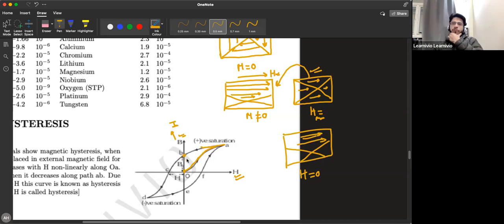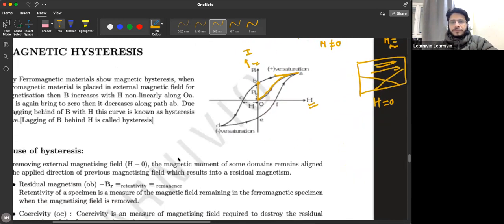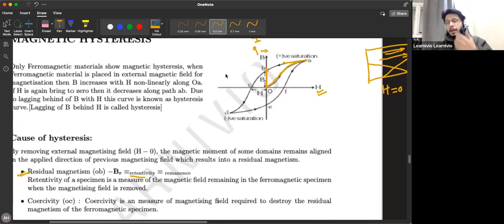Physically, this means that your magnet is a permanent magnet now. You take an iron piece, you place that iron piece into an electromagnet, you pass current through it, then you switch off the current, but still your iron piece is magnetized. It becomes a permanent magnet. So this region here is known as retentivity, residual magnetism. For a permanent magnet, this region should be very large.